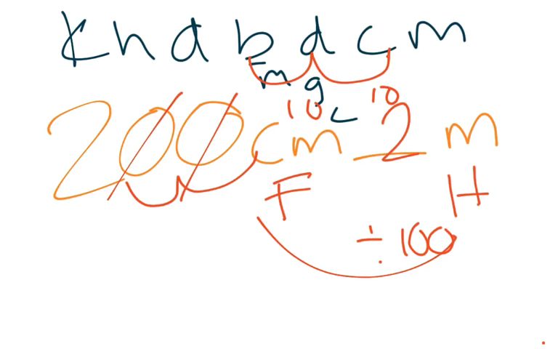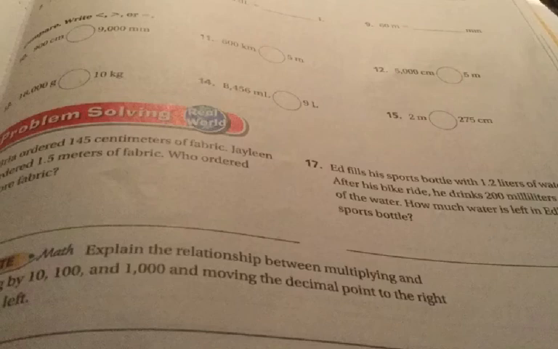Now I'm going to take a picture of the word problems that we normally do. If you're in my class, this would be the voodoo part. Give me a second, I'll take a picture. Okay, so it says, Bria ordered 145 centimeters of fabric. Jalen ordered 1.5 meters of fabric. Who ordered more fabric? So I'm going to change the centimeters to meters.